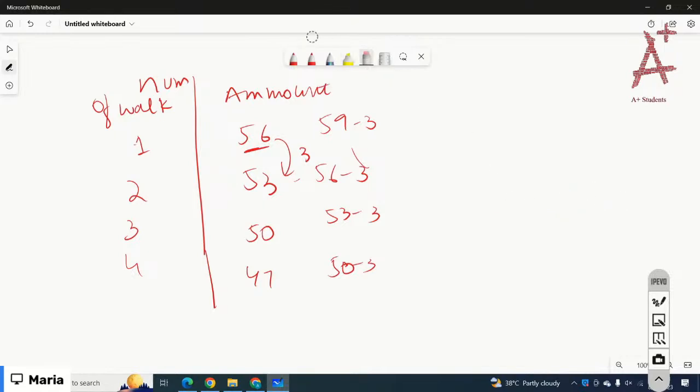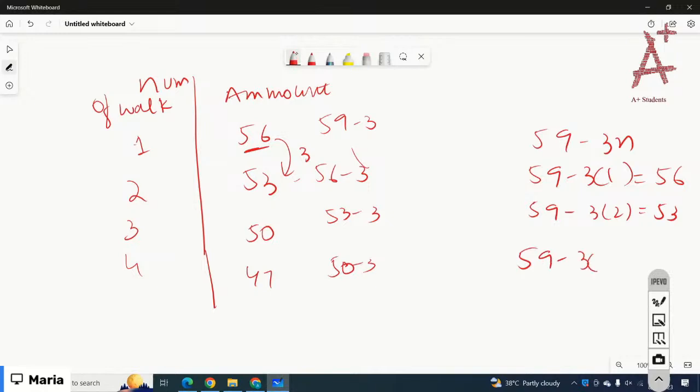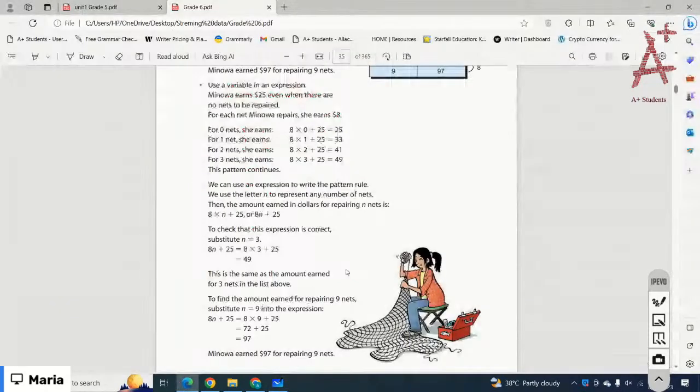Let's suppose n equals 1. It would be 59 minus 3n. Let's suppose n is 1. 59 minus 3 times 1. It would be 59 minus 3 is 56. For 2, 59 minus 6, 53. Right? That means it would be 59 minus 3n. You have to calculate after 15 walks how much amount he'll have left. 15 times 3 is 45. So 59 minus 45 is $14 he still has, right? So that is the 59 minus 3n.